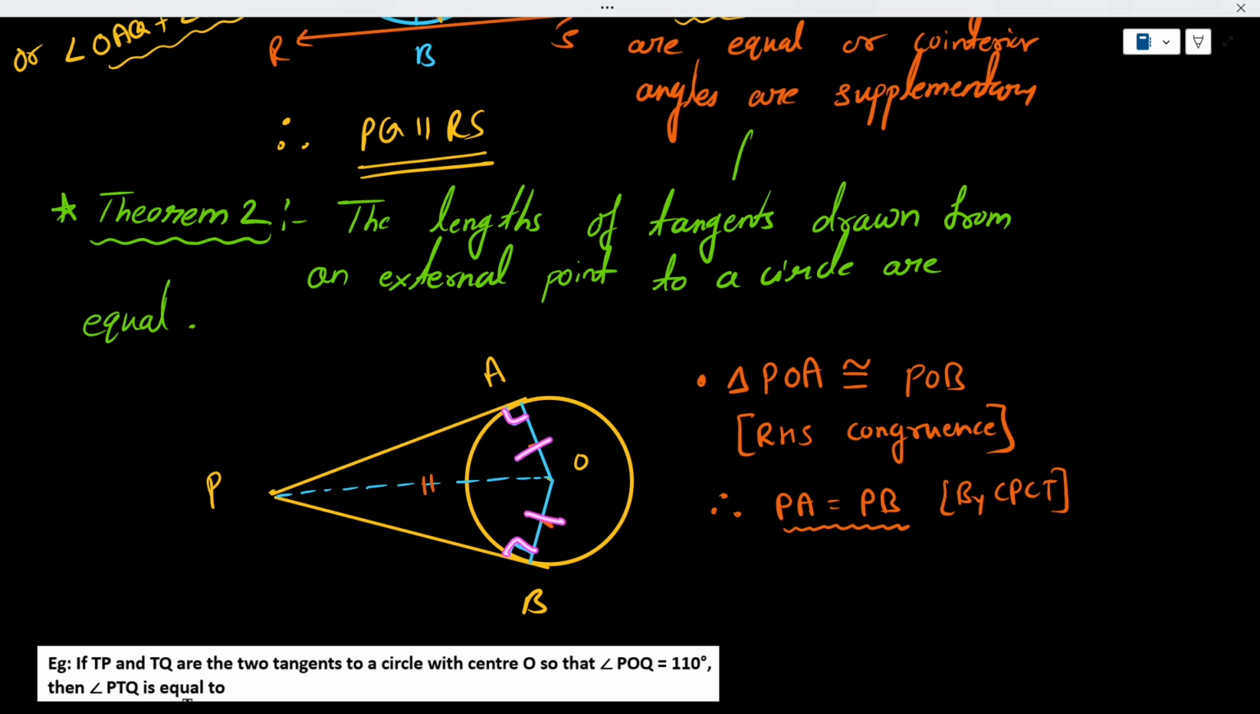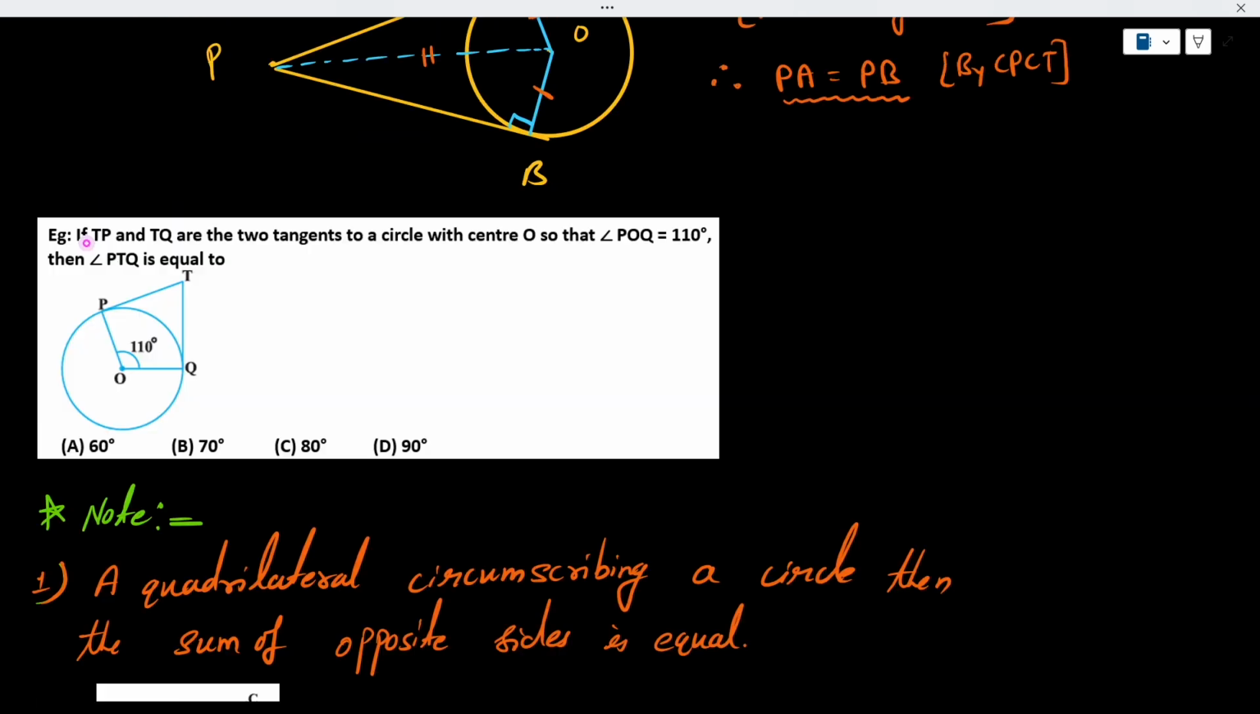The radii of the same circle are equal, and OP is the common side, which is opposite to 90 degrees, which is the hypotenuse. So using RHS congruence, these two triangles POA and POB are going to be congruent. The moment you say congruent, you can take PA equals PB by CPCT. This is an MCQ question.